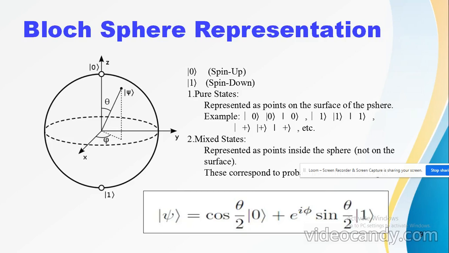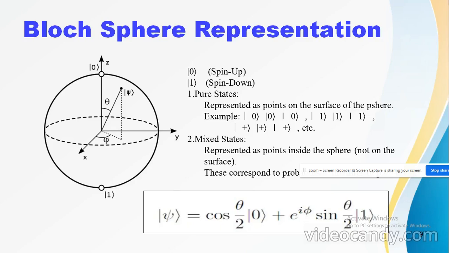The north and the south pole represent the classical states ket 0 and ket 1, while any point on the surface represents a superposition. The spin up is the one located at the north pole, which is ket 0, and spin down is located at the south pole, which is ket 1. The Bloch sphere provides a geometric way to understand quantum states.